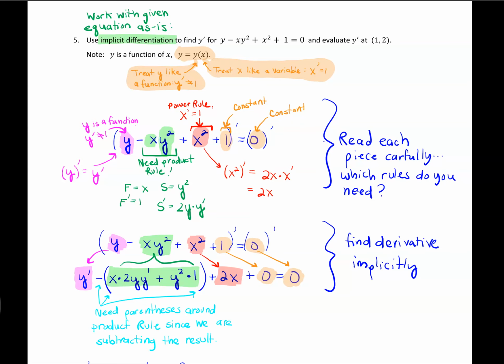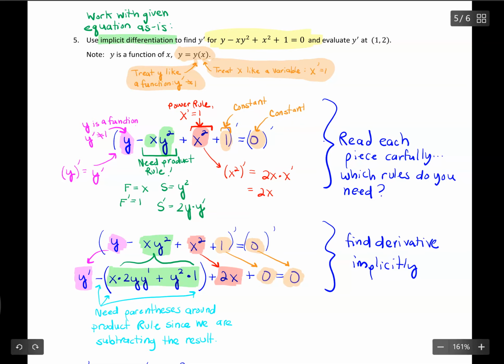Then you need to go through each piece of the given equation. So each piece of this given equation up here, you need to go through and slow your brain down and say, okay, what is this letter representing? Is it a variable or is it a function? What derivative rule do I need to be using to find this implicit derivative? And once you get all that sorted in your head, then you do the calculus.